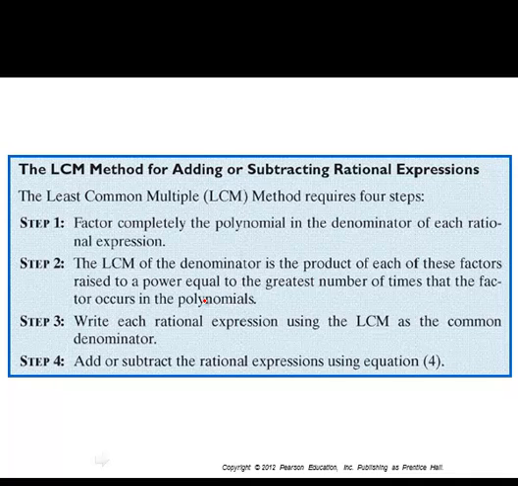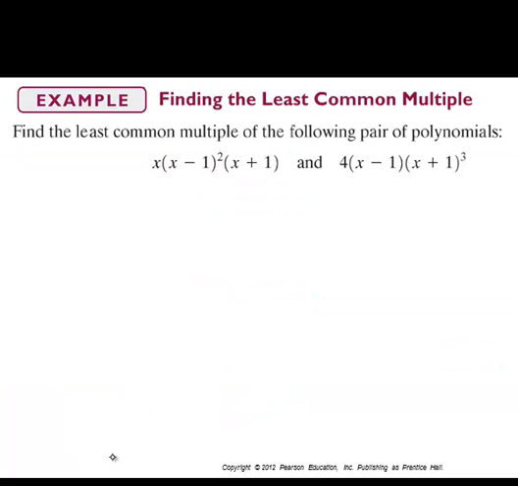Okay, so basically, like I'm saying, identify the least common multiple of both the denominators, and then multiply each fraction by an appropriate factor. So this basically gives you a nice little breakdown of what to do. Let's just dive right into an example of finding the least common multiple of two polynomials.